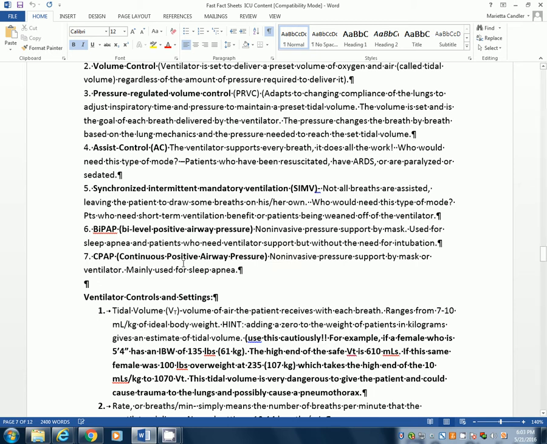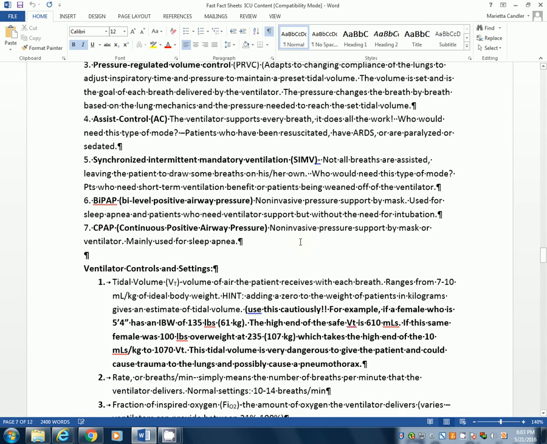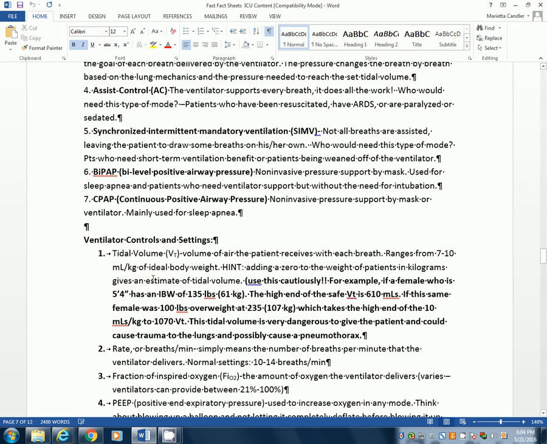Your CPAP is your continuous positive airway pressure. This is also non-invasive pressure, supported by a mask, or it can also be a ventilator. A ventilator has the setting for CPAP that you can put them in that mode. This is mainly used for sleep apnea or someone, again, who's being weaned off the ventilator and just needs that extra boost to keep them going. Their alveoli may not be open quite all the way, so it gives them a little bit extra boost with every breath, but they are breathing on their own.